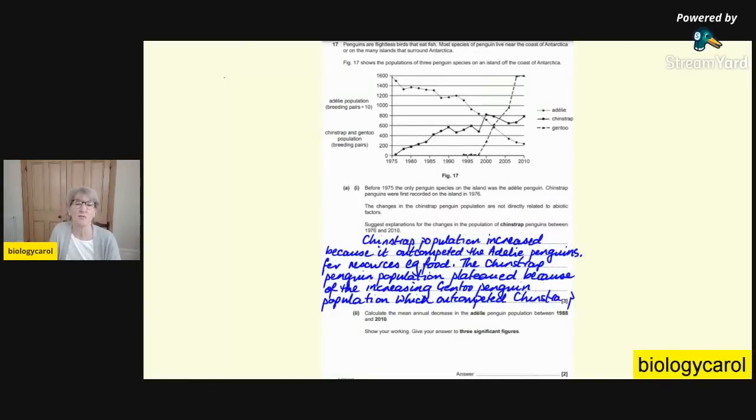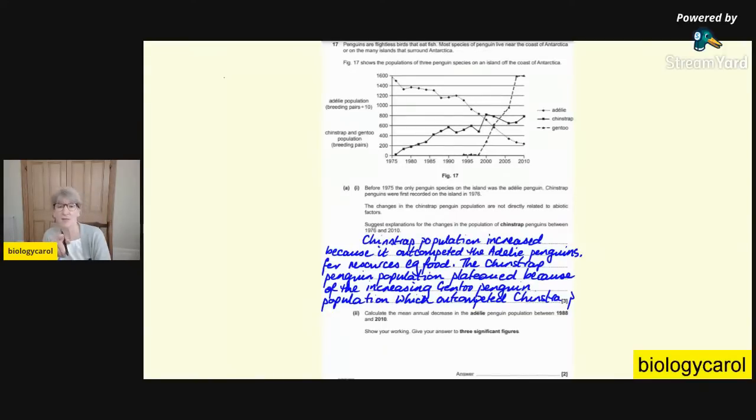So this is what I wrote. Chinstrap population increased because it outcompeted the Adelie penguins for resources such as food, because I'm noticing that as these increase, the Adelie penguins are decreasing. The chinstrap population plateaued because of the increasing Gentoo population, competition from the Gentoo population, which outcompeted the chinstrap population.